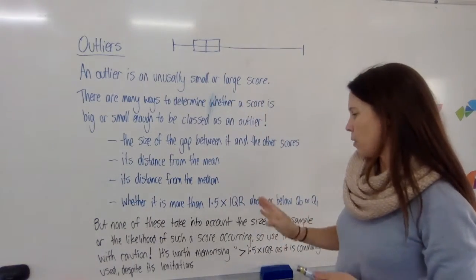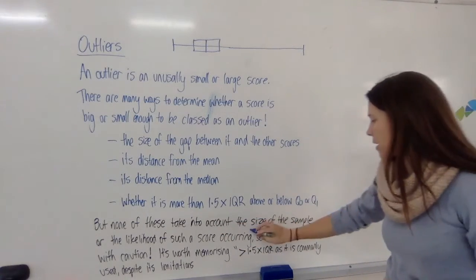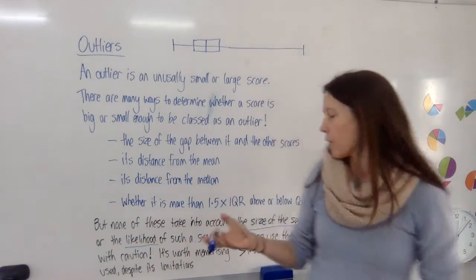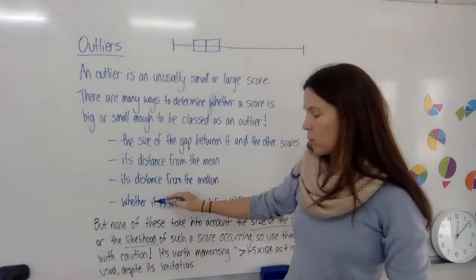Now, the problem though is that none of these actually take into account the size of the sample or the likelihood of such a score occurring. And that's actually a problem. And that means that we should use any of these things with caution.